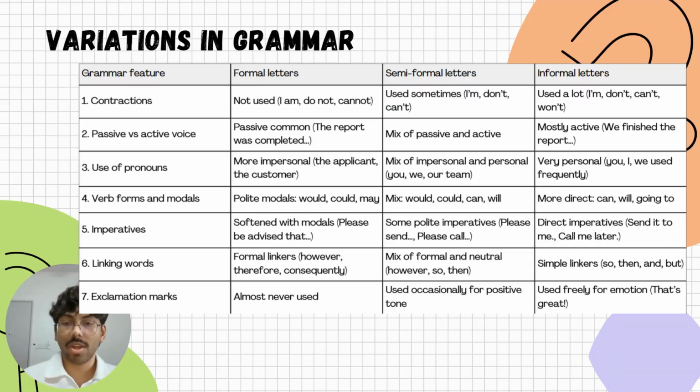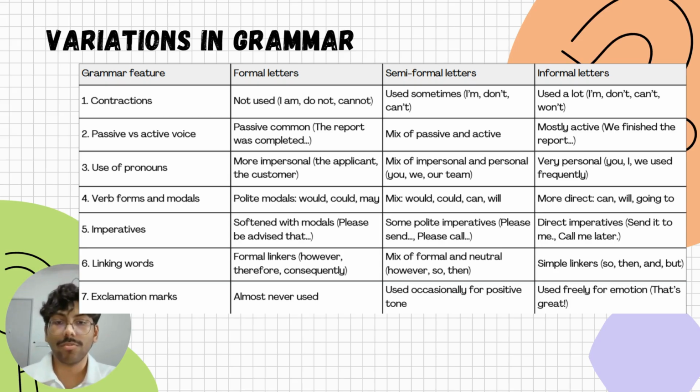As for passive or active voice, passive voice is mostly used in formal letters, because passive voice tends to sound professional in an indirect manner. Use of pronouns: you should use impersonal pronouns in formal letters, as these are also indirect, while on the other hand, you should be using personal pronouns like you, I, me, we in informal or semi-formal letters.